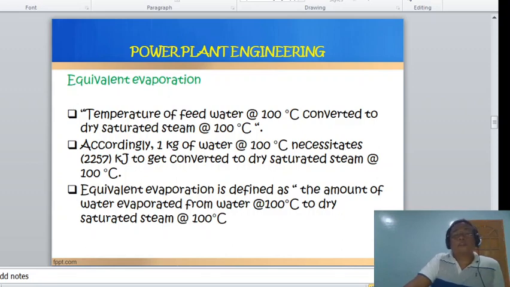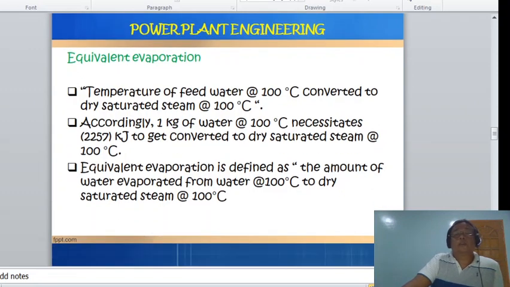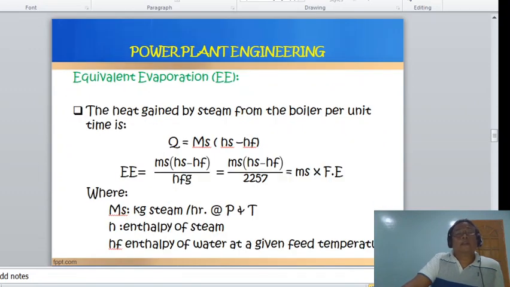So to get converted to the dry saturated steam at 100. Okay, so equivalent evaporation is defined as the amount of water evaporated from water at 100 degrees Celsius to dry saturated steam at 100 degrees Celsius. Okay, so another, we have the so-called equivalent evaporation or EE.